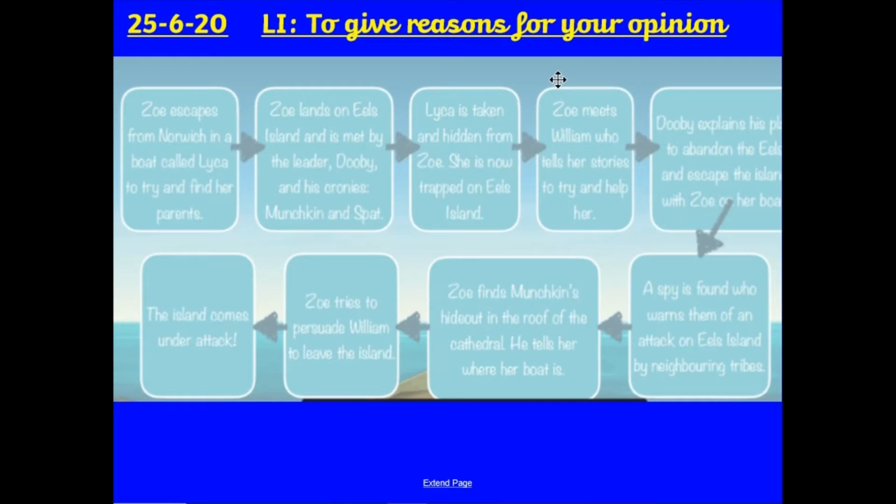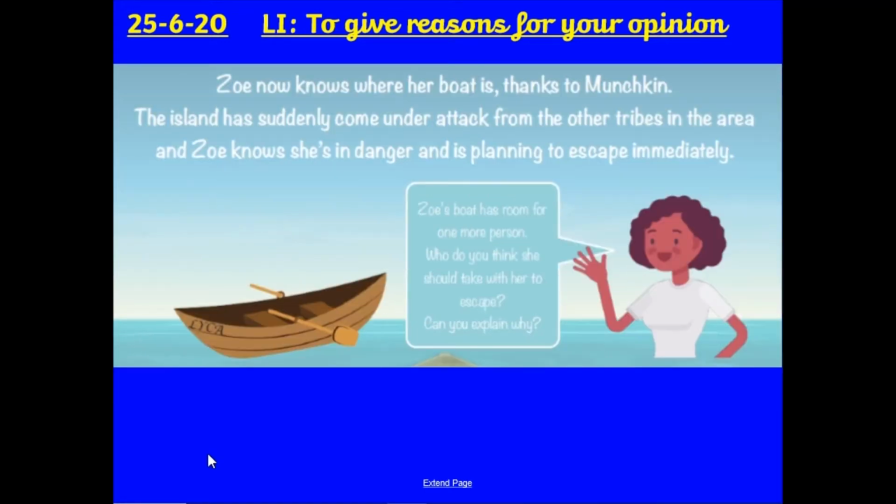Zoe then meets William, who tells her stories to try and help her. Doobie explains his plan to abandon the eels and escape the island with Zoe on her boat. A spy is found who warns them of an attack on Eels Island by neighbouring tribes. Zoe then finds Munchkin's hideout on the roof of the cathedral, and he tells her where the boat is. Zoe tries to persuade William to leave the island, and we just finished as the island came under attack. So that's the main part of the story so far.